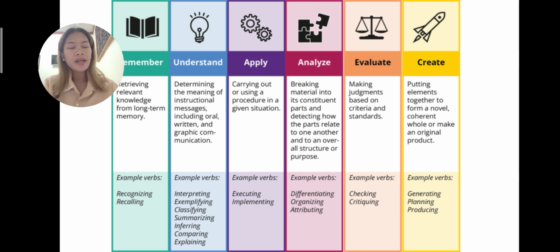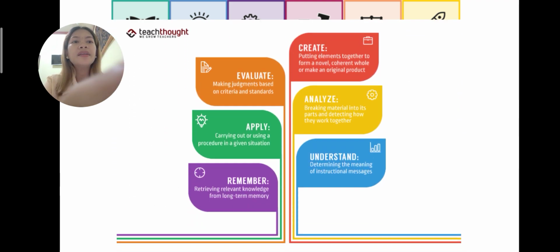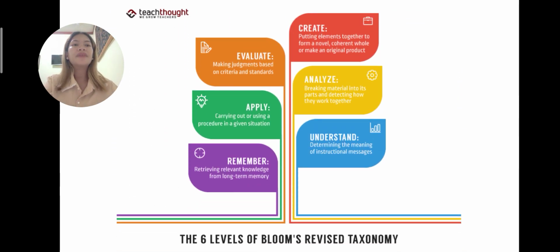Potential activities and products for this are: invent a machine to do a specific task, like design a robot to do your homework. That is great, right? Creating. Or write a jingle to advertise a new product. Develop a menu for a new restaurant using a variety of healthy foods. Those are some examples of create or creating. So that's it. We have remember, understand, apply, analyze, evaluate, and create. We should always remember the six levels of Bloom's revised taxonomy.